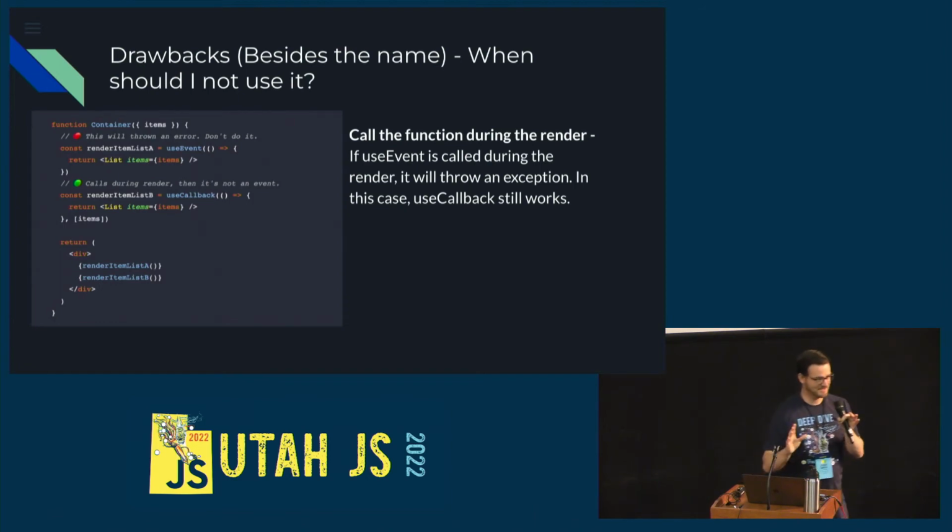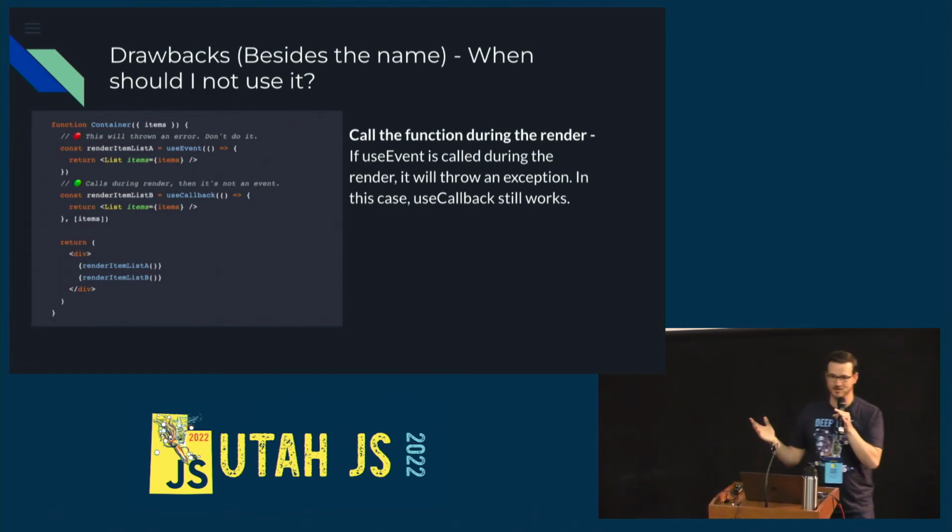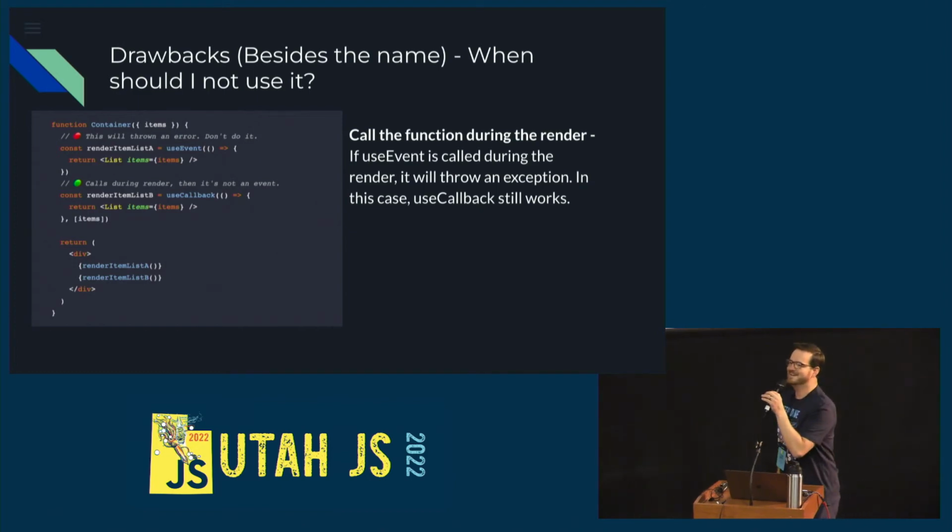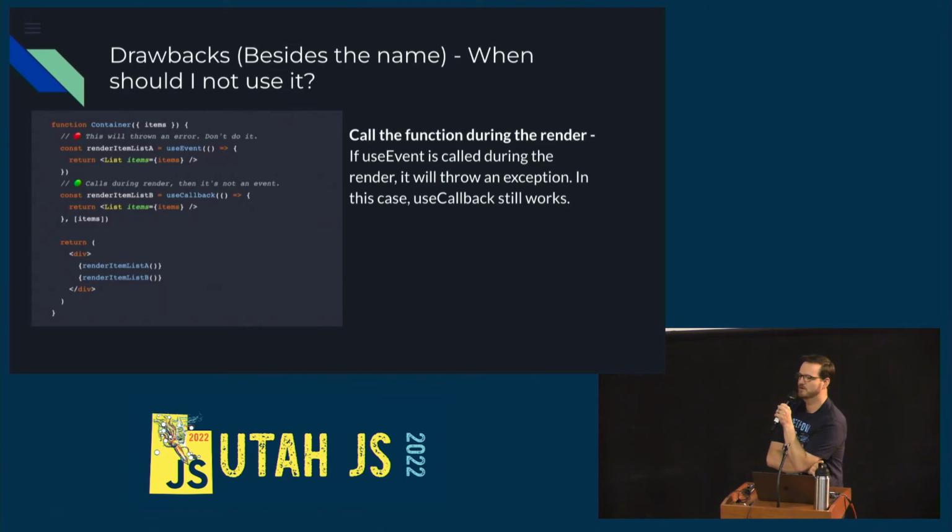However, there are some drawbacks. It wouldn't be a new hook without some drawbacks. Here's some of the drawbacks. First, you cannot call an event inside of the render. It will simply throw an error. So if you want to have something similar, you still have to use useCallback. So that first useEvent right there, the render list item A, that's going to throw an error. Underneath there, list item B still will work.